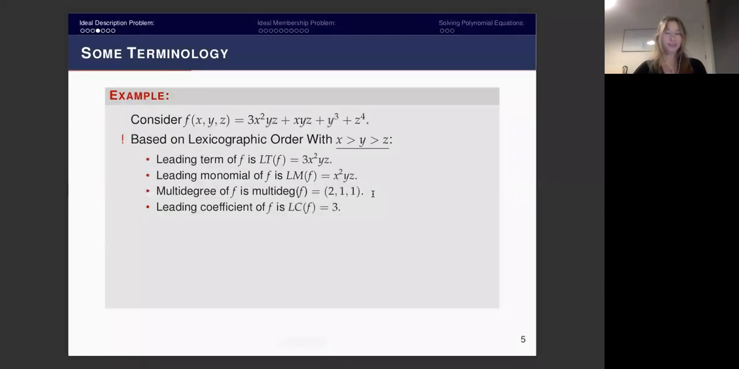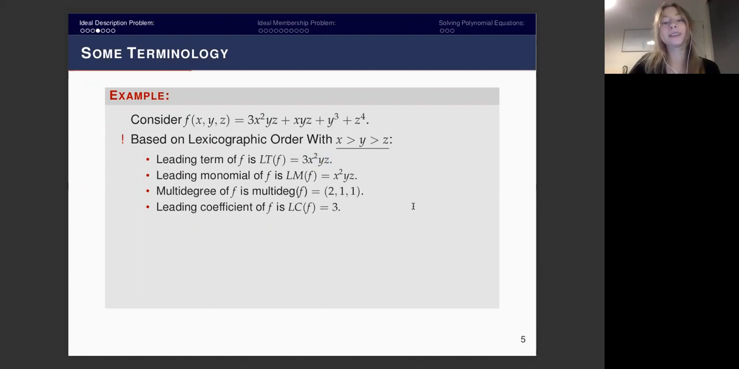Let's do some exercises quickly. Let's consider a polynomial f like this and choose our monomial ordering to be LEX-ordering with x greater than y greater than z. Now I must check the term of the polynomial where x has the greatest exponent. That's why the leading term of f is 3x squared yz. And I say that in this case, the multi-degree of f is just the triple representing this monomial. So it is 2, 1, 1.